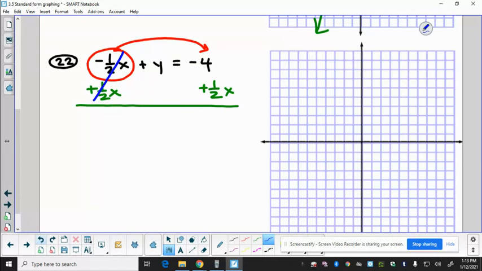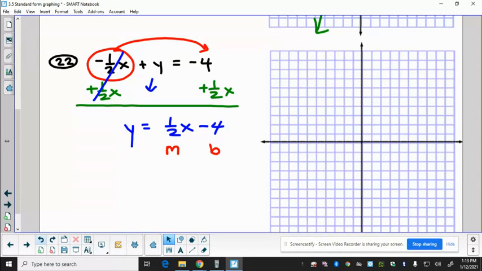There's your slope. There's the y-intercept. Let's plot the y-intercept at -4 on the y-axis. Let's check out our slope. Okay, we're going to go up 1, right 2 from this point. So let's do that a couple times. Let's put a point here to start with. Up 1, right 2.